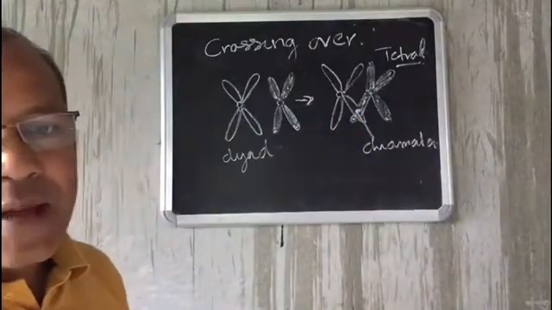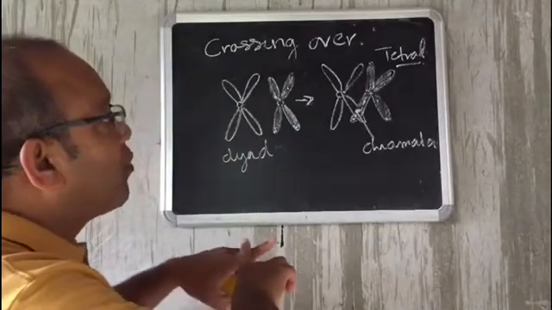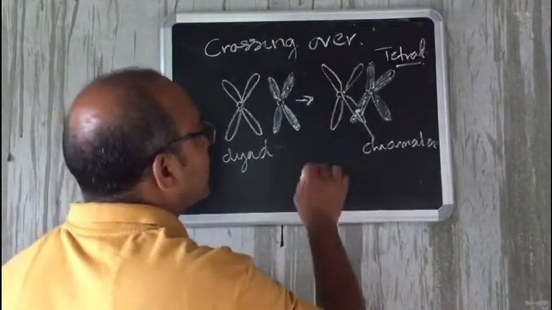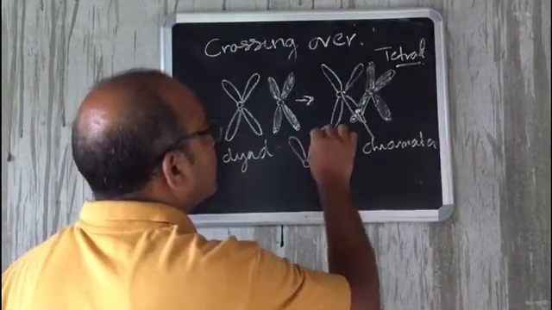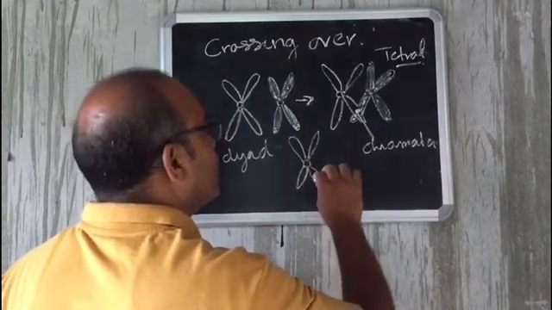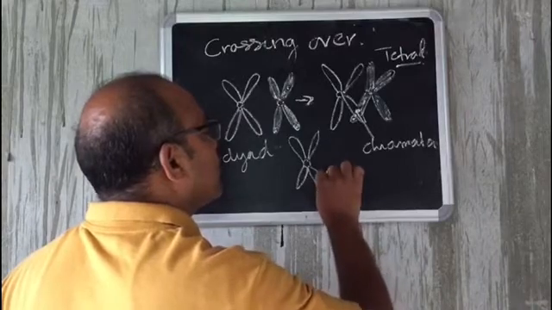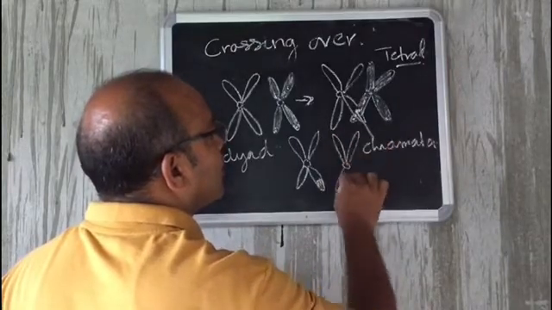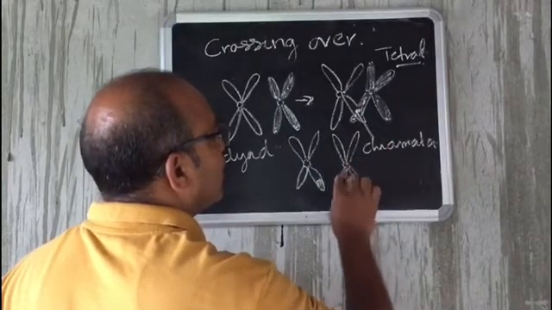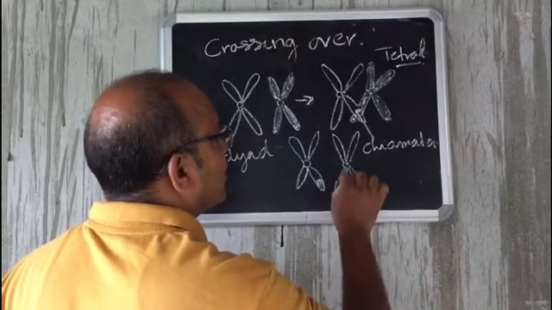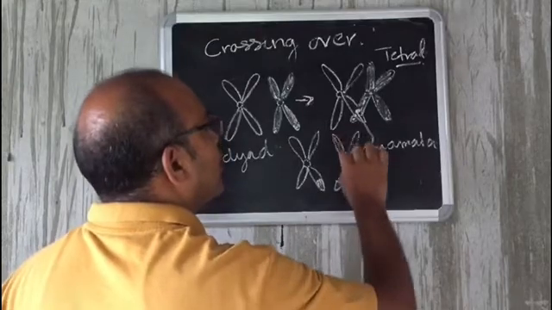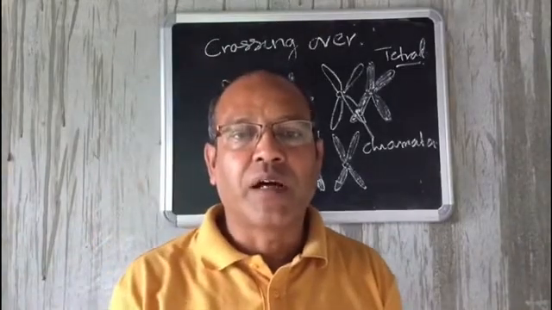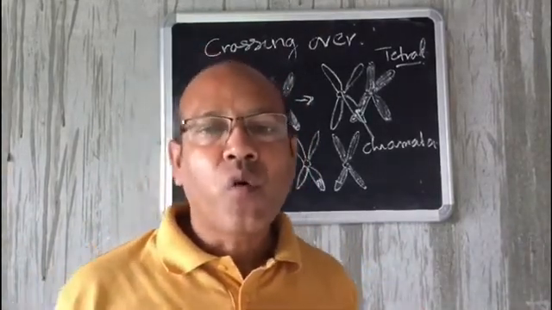After this stage, the synaptonemal complex or the chiasma moves like a zipper and the two chromosomes again separate. Then a small segment of this one comes over here, and a small segment of this one comes here. So there is a slight exchange of genetic makeup. This is what is called crossing over.